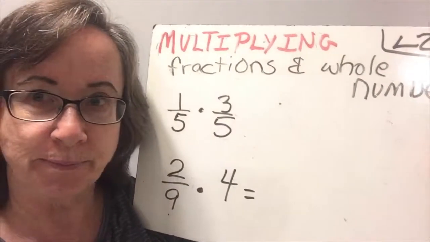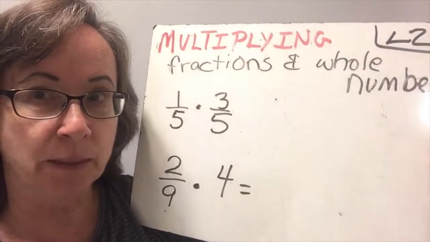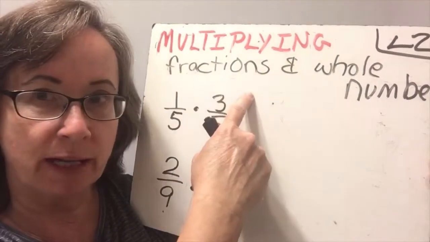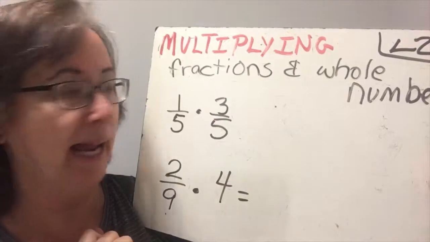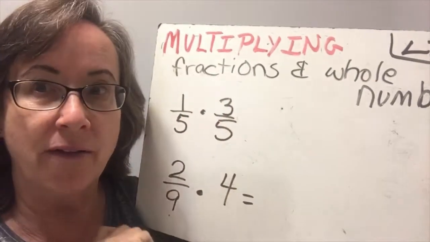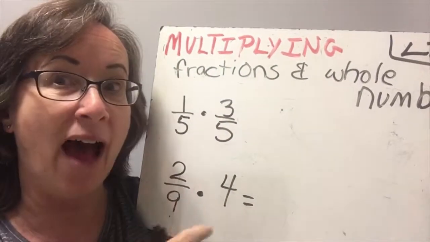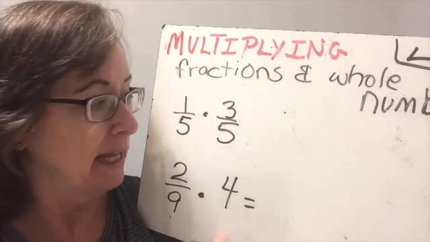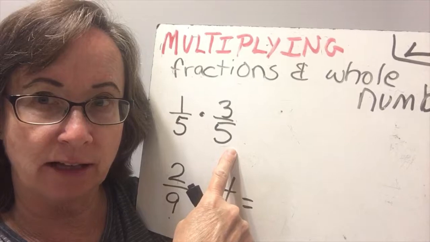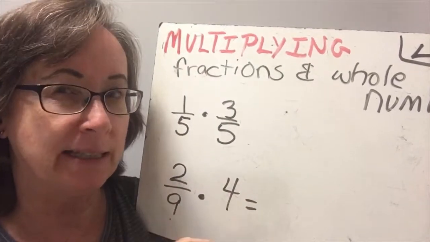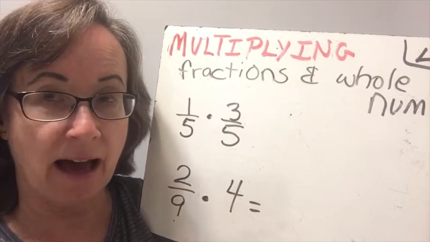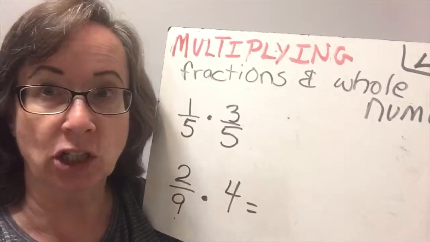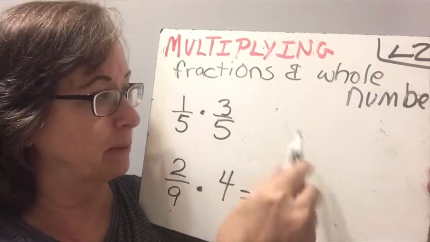So here we go. When we are multiplying fractions, remember fractions have numerators and denominators. The numerator of the fraction tells you how many pieces of the fraction you have, and the denominator tells you how many pieces that are equal in size would be in a whole. So let's just look at 3/5, for example.